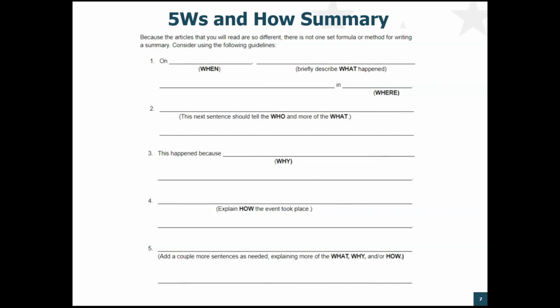What this illustrates is that you don't have to list everything as the 5 W's and how. They will be in different positions throughout the paragraph. But the graphic organizer will help you to get started with setting up what you're writing.